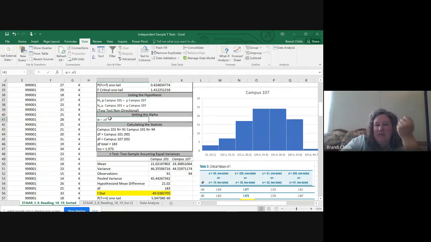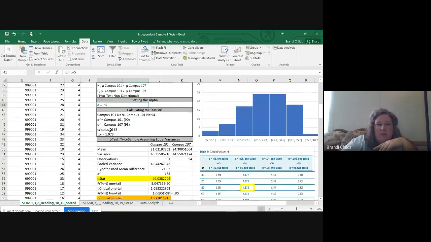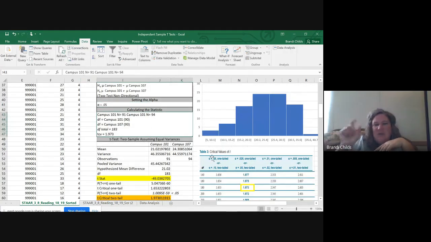And in education, we always talk about the alpha is always the same. It's going to be 0.05. That looks like 0.5, let me correct that. 0.05 is always going to be the alpha, giving you that little bit of leeway. And then simply we're going to calculate some of the statistics.